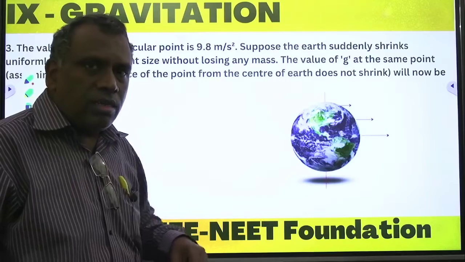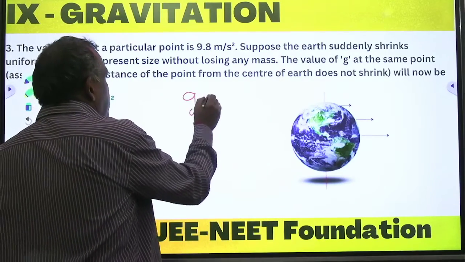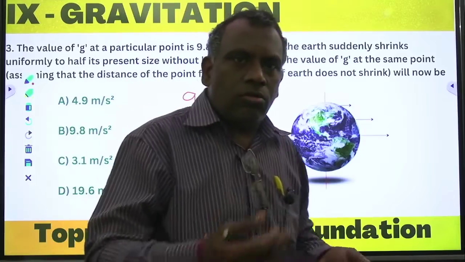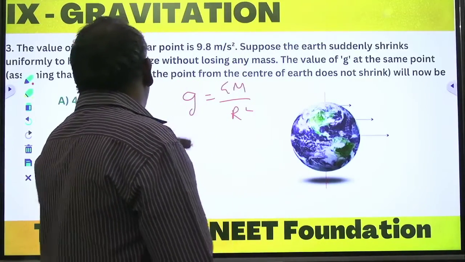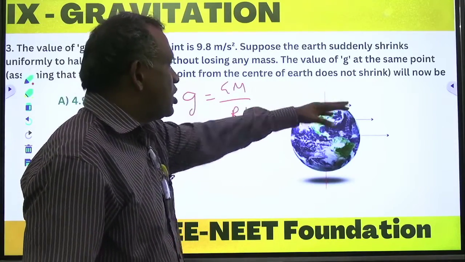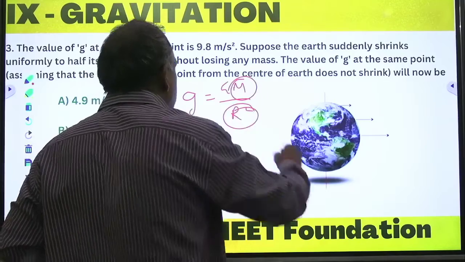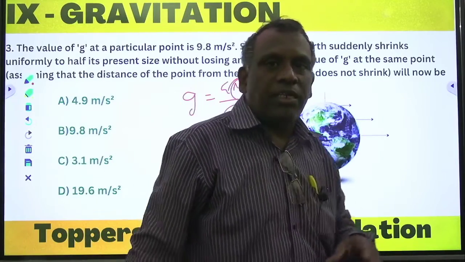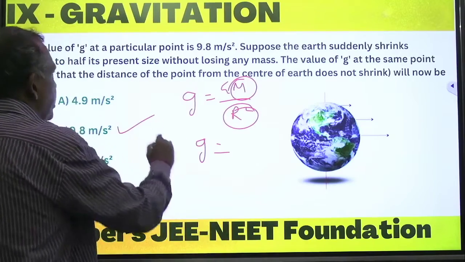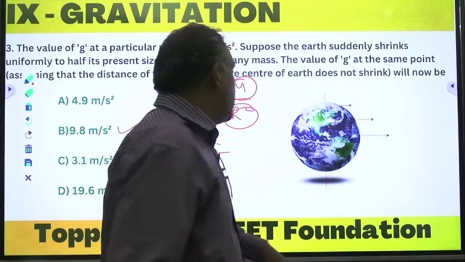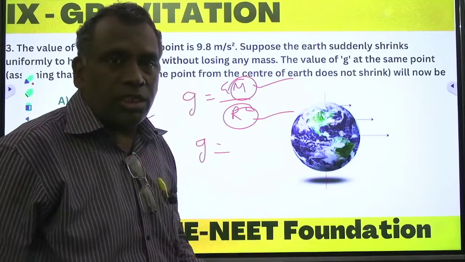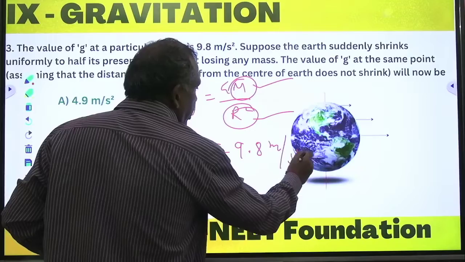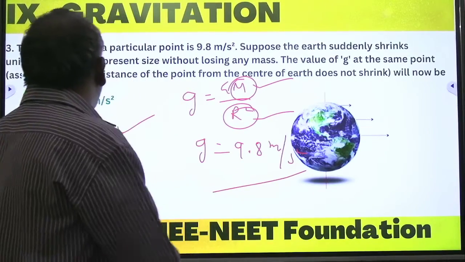Whenever the earth shrinks, g depends upon the mass. g is equal to GM by r square. Without changing its mass, there is a sudden shrinkage. Assuming the distance of the point does not shrink, the distance is also not changed, and the mass is also not changed. So it means that the g value also does not change. Whatever the g value, 9.8 meters per second square, the same value will be there at any point when the earth suddenly shrinks, because the mass is not going to change and the radius is also not going to change. So the g value is only 9.8 meters per second square. That is about question number 3.